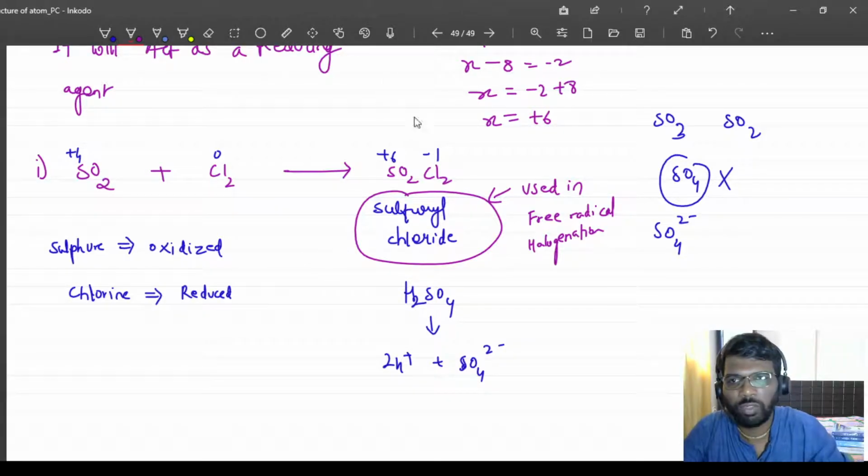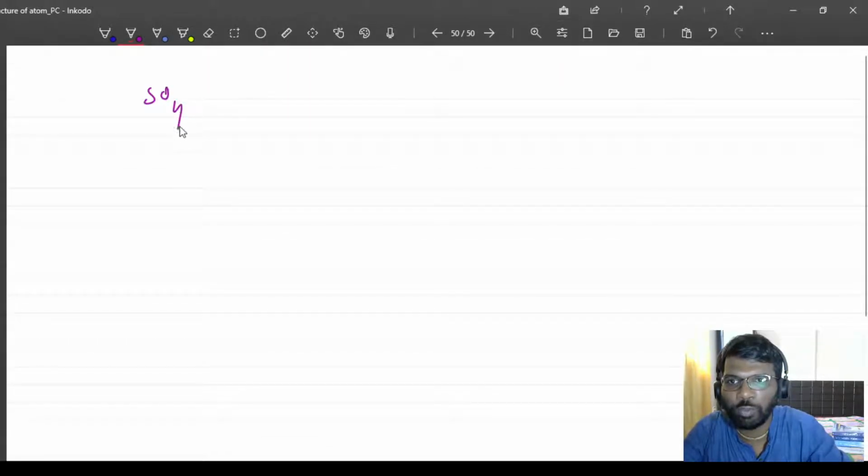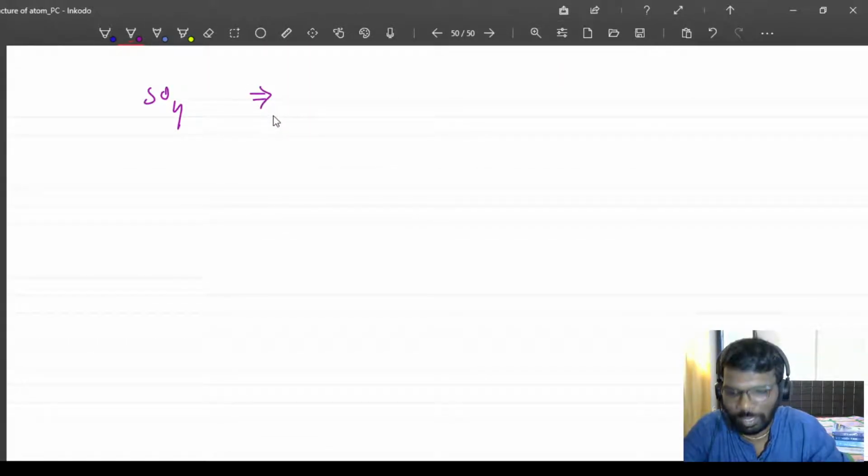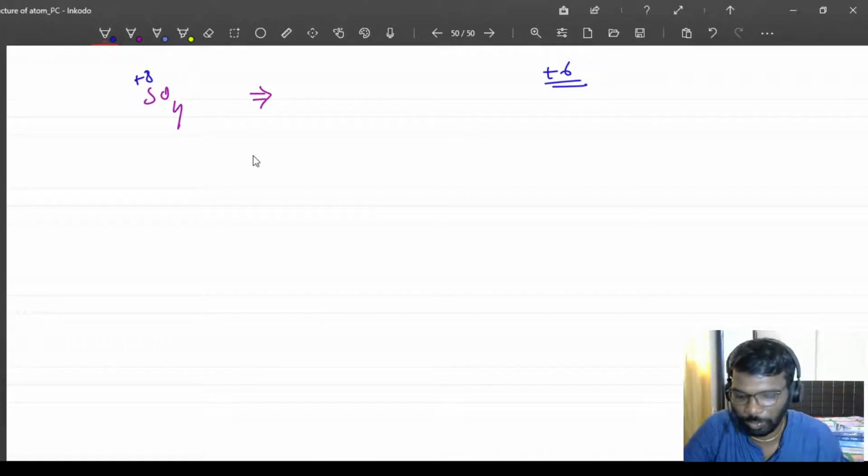Now you must be thinking why the SO4 compound doesn't exist. I'll give you a short note. If SO4 existed, then the oxidation state of the sulfur would be plus 8, which is not possible. Sulfur maximum goes to plus 6 oxidation state, and that is not possible over here.